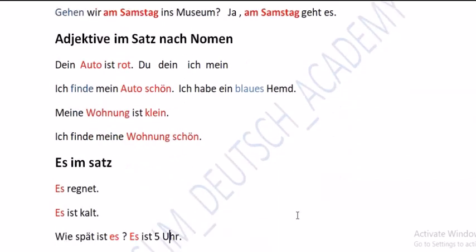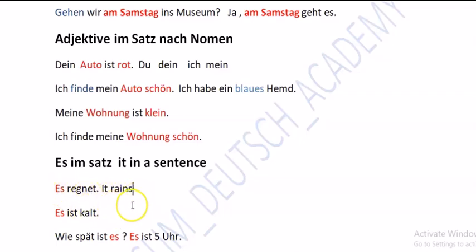So now we are coming to our third grammatical point and our third title. It is about es im Satz. Es im Satz means it in a sentence. So how it is used in German. For example, we say in English, it rains. In German, we say es regnet.